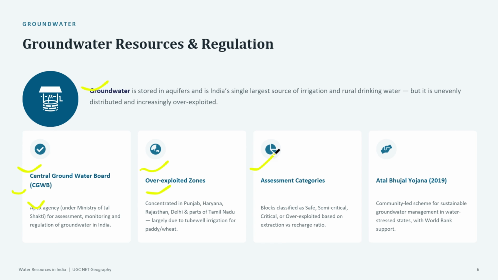Assessment categories: blocks classified as safe, semi-critical, critical or overexploited based on extraction versus recharge ratio. Atal Bhujal Yojana 2019, a community-led scheme for sustainable groundwater management in water stressed states with World Bank support.